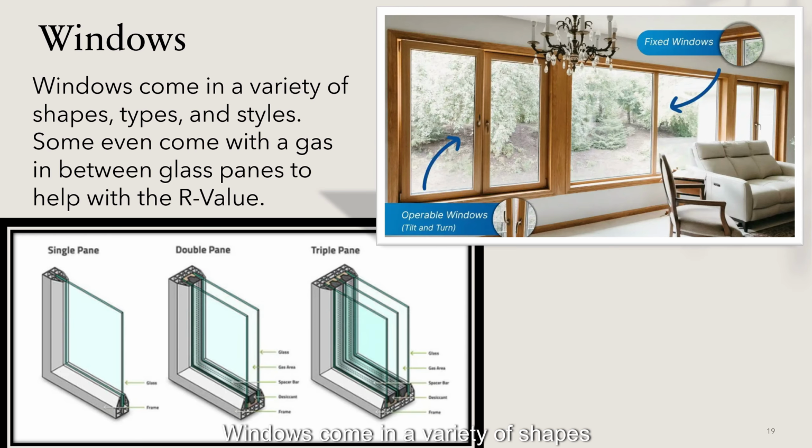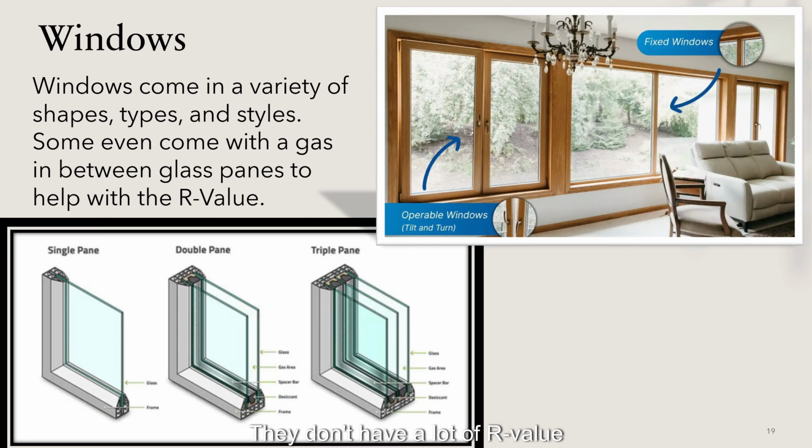Windows come in a variety of shapes, types, and styles. Some even come with a gas in between the glass panes to help with the R value. So you may have an inert gas like argon. That really helps with the R value of windows. Windows are inherently heat transfer monsters.